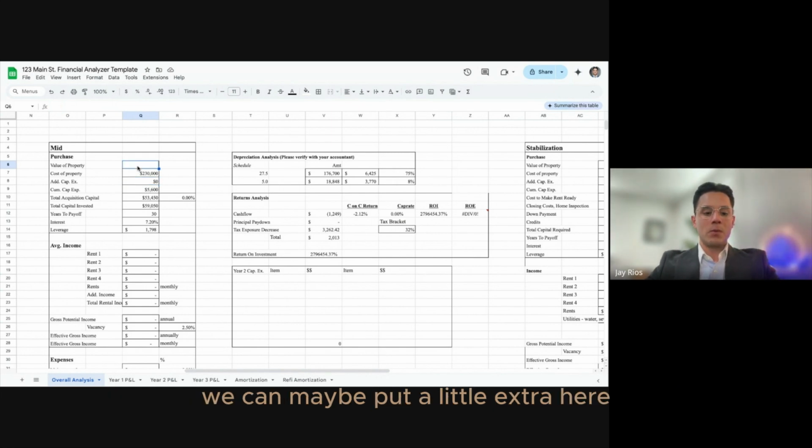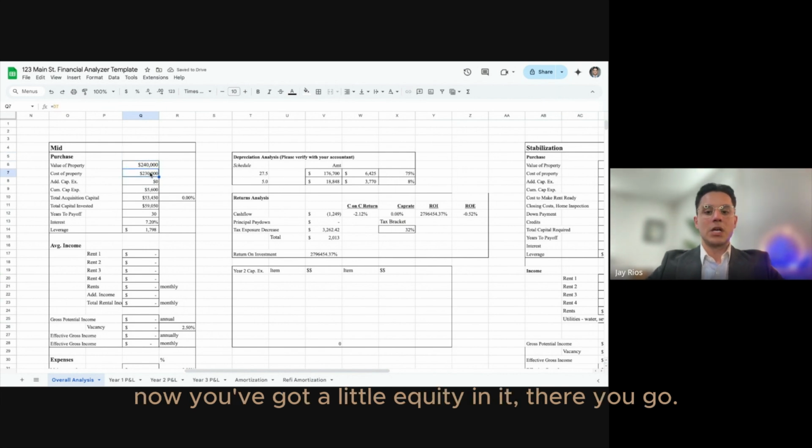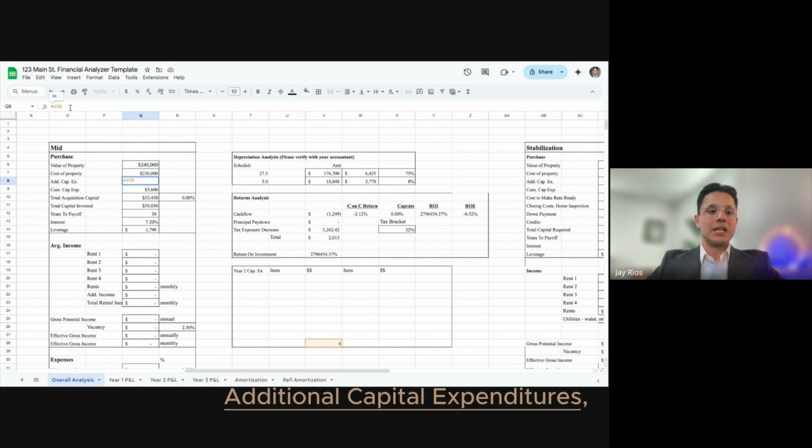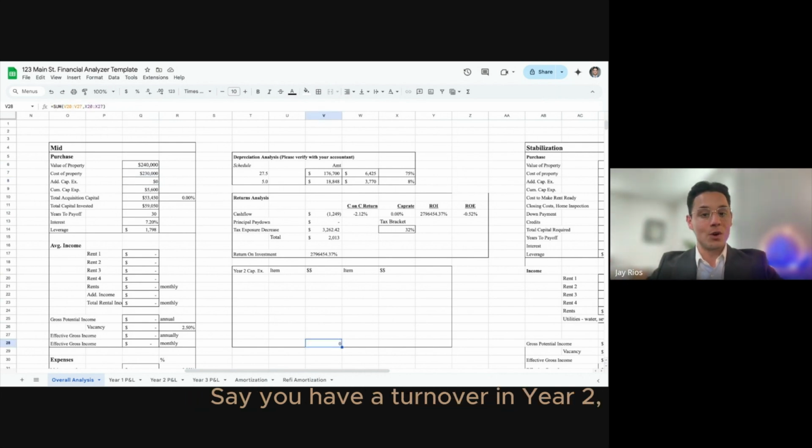Again, value of property, we can maybe put a little extra here after it's been 12 months. Say it's increased by $10,000, give or take. Now you've got a little equity in it. There you go. Additional capital expenditures. This is what you have to spend on the second year. Say you have a turnover in year two.